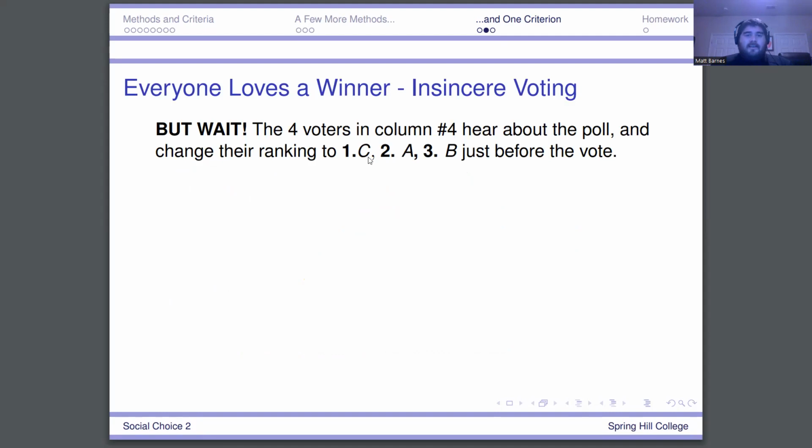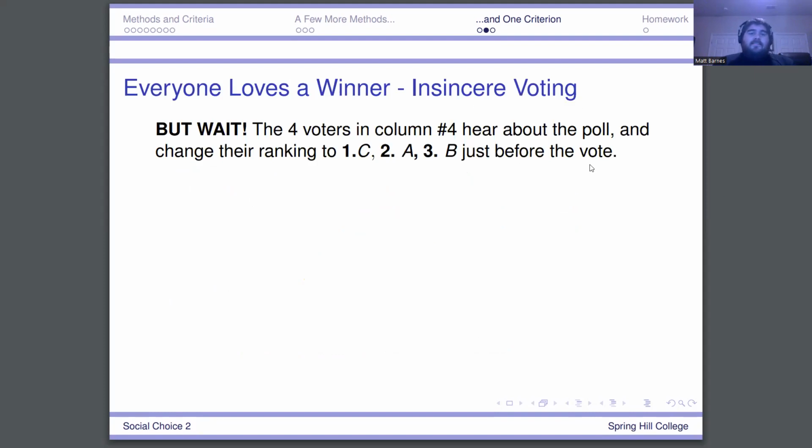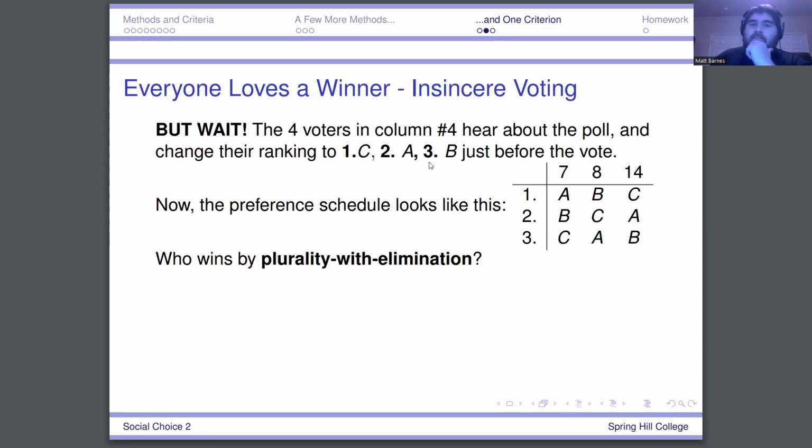Well, let's say the 4 voters in our 4th column. So if I go back, that would be these right here. They preferred Athens to Calgary, but they preferred Calgary to Barcelona, right? So they decide about this poll, they're like, well, shoot, Athens isn't going to win. So let's at least get Calgary. Let's make sure that Calgary is the place that this goes. So they switch up their rankings. Barcelona is still last for them, but they put Calgary first, and then Athens. So they switch it up, and that gives us this preference schedule.